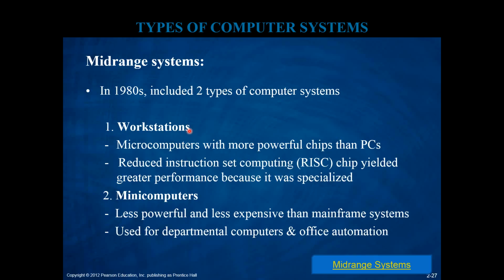Now, mid-range systems in the 1980s and up to the 1990s were called workstations and minicomputers. Physically, workstations and minicomputers looked similar to a desktop, but they had a more powerful architecture, a more powerful processing unit, and a larger hard drive. And they were typically used by scientists or engineers for such applications as computer-aided design, simulation, like stress tests in architecture, and so forth.